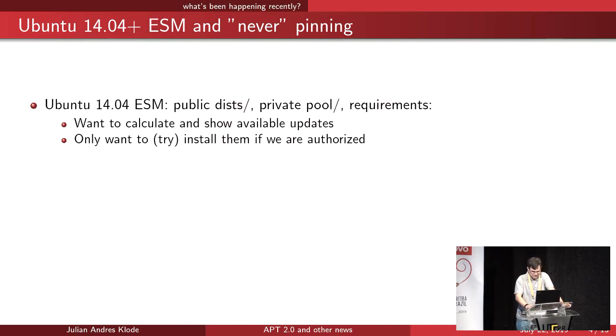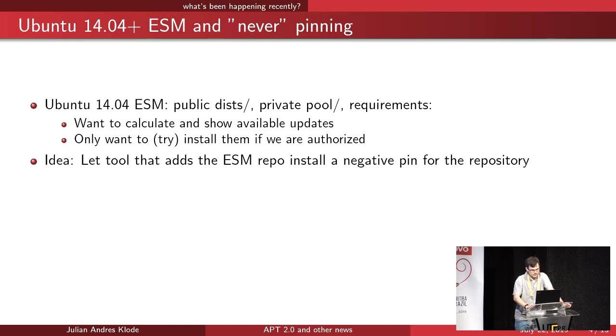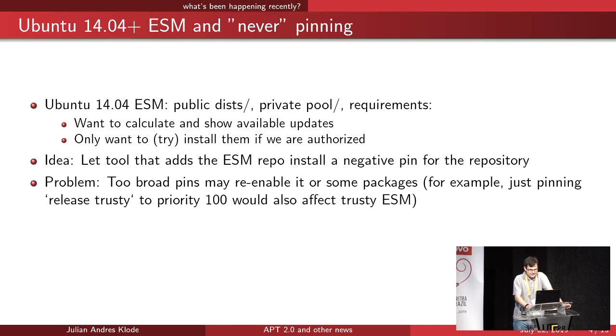And one idea was to add the ESM repository with a negative pin. So there's a tool that adds the repositories, and it would just install a preferences file where it pins the Ubuntu ESM origin to -1, something like that. But this has a few problems. If you specify -t trusty on the command line, it would still try to install the ESM updates as well, because it also has the codename trusty.